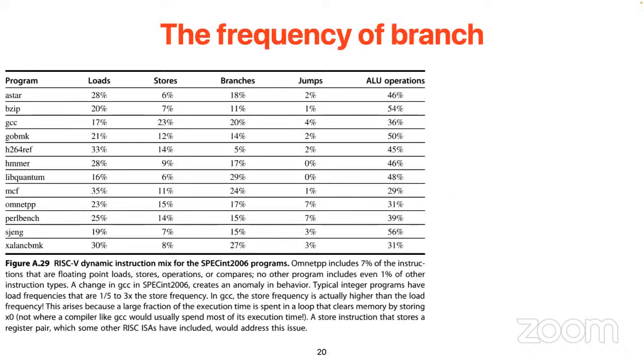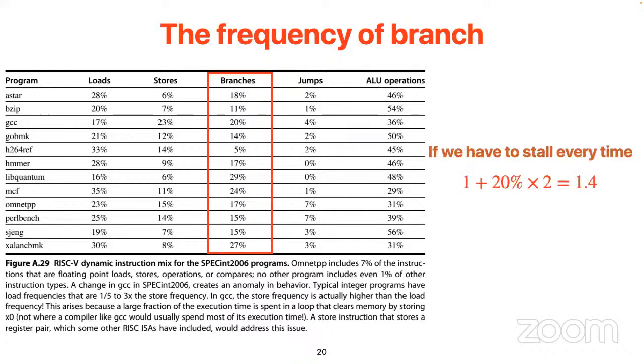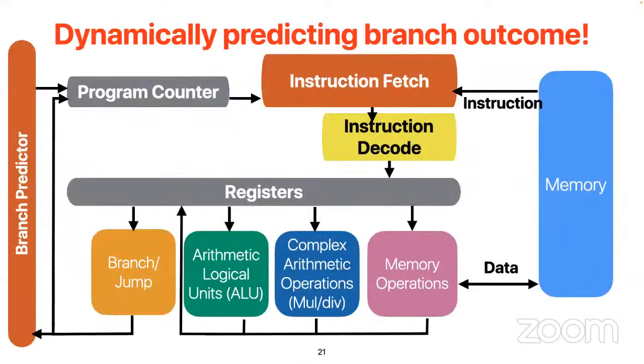And the second type of hazard that we care about is called control hazard. Control hazard is actually more problematic than you could ever imagine, and I think through a few demos, you will see. This table shows that in a set of programs in SPEC 2006, around 20% of the instructions are branches, which means that if you have to stall for 2 cycles every time, your CPI would get a 40% increase, even though it's just 20% of the instructions.